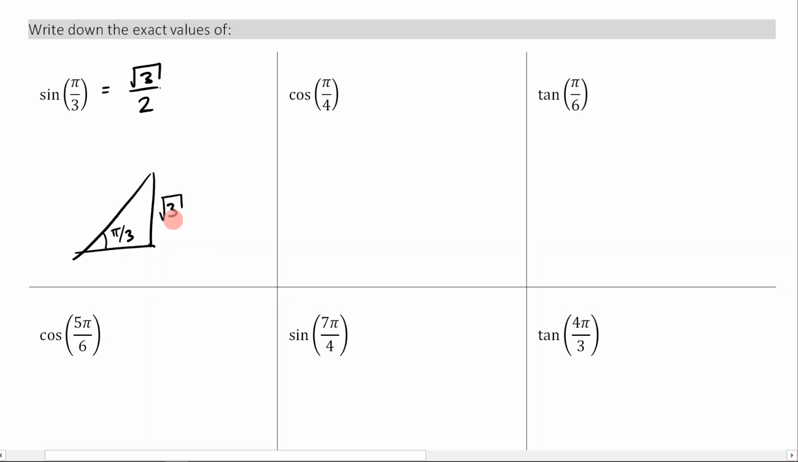Remember, this is the square root of 3. This is 2. This is 1. Sine is opposite over hypotenuse. So it's going to be the square root of 3 over 2. That's how I got that answer right there. Let's move on to our next one.